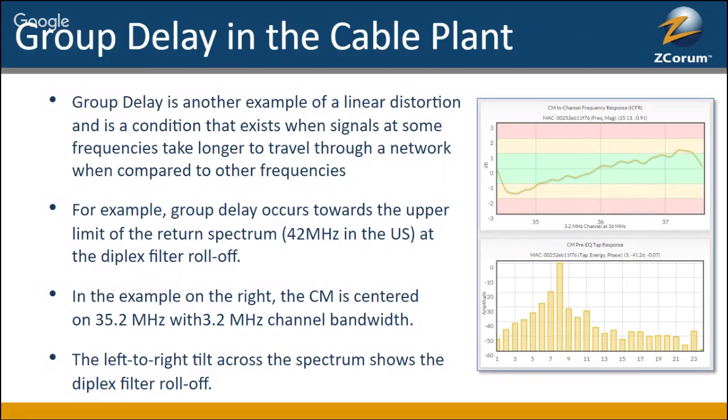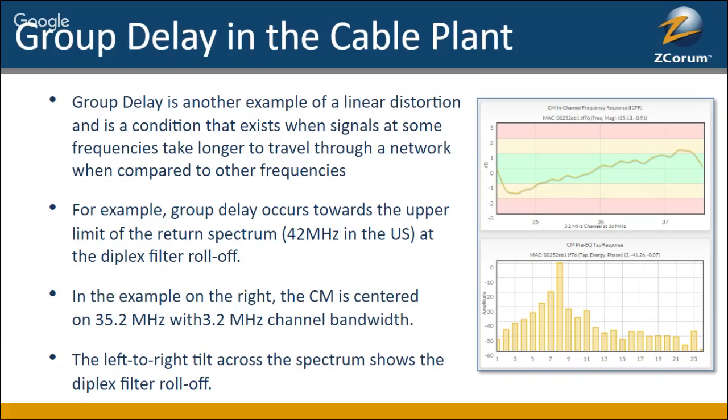So where is this an issue? Group delay is more prevalent near the band edges and the diplex filter roll-off. Since we're looking at upstream, as you approach 42 megahertz on the higher end, for example, that's one example for you. Frequency response problems in a coax network will cause group delay problems.